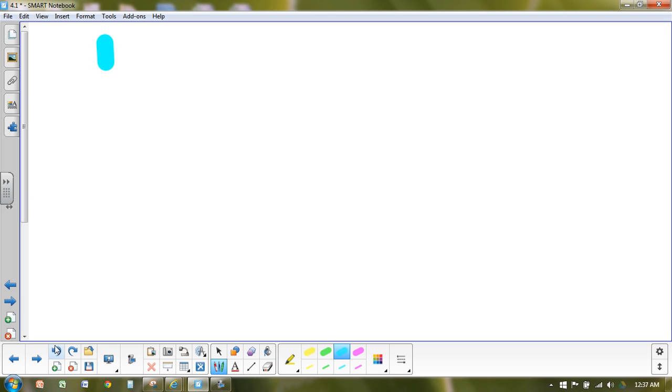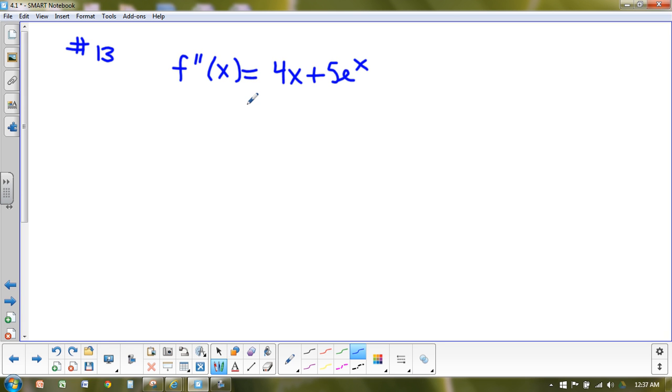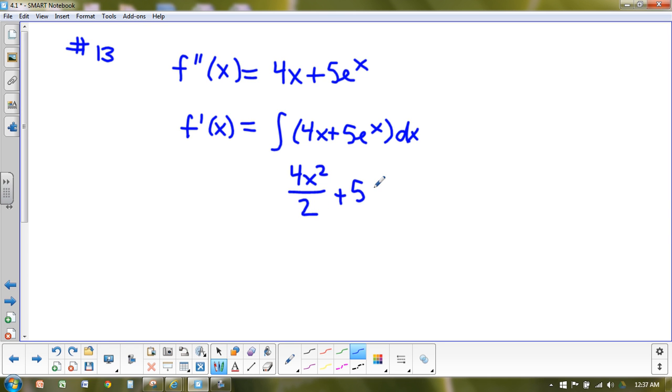You start to see these on the second page of your assignment. And so number 13 gives you f double prime of x equals 4x plus 5e to the x, and they want you to solve that differential equation. Well, you'd have to do it in a couple different steps. You'd first have to find f prime to backtrack just once, and f prime would be the integral of the 4x plus 5e to the x dx. And you would get 4x squared over 2 plus 5e to the x stays, and then you would have plus c for your f prime of x.